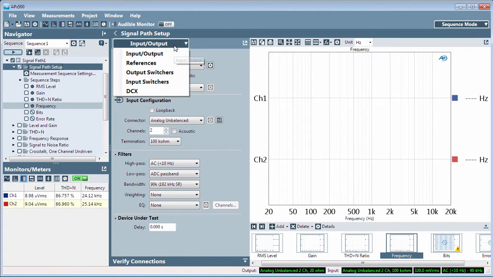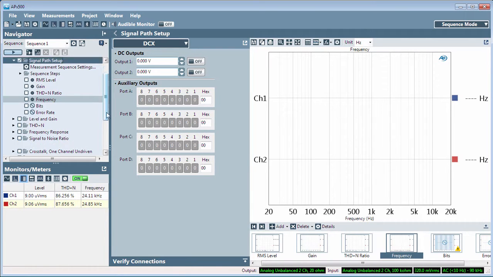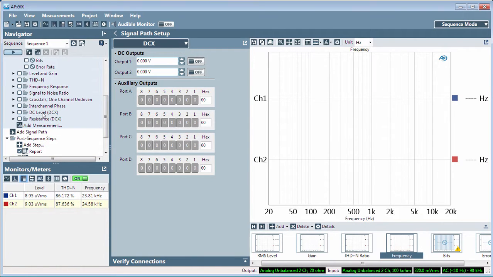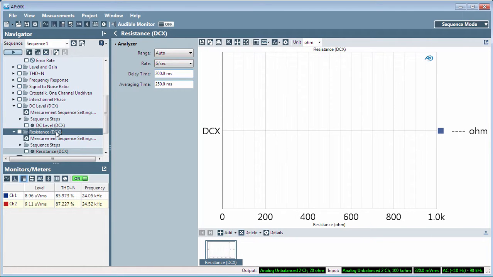In sequence mode, the DC output and auxiliary outputs controls found in Signal Path Setup are the same. However, the DMM controls are not on the Signal Path Setup panel. They are found in the sequence mode DCX DC level and DCX resistance measurements.